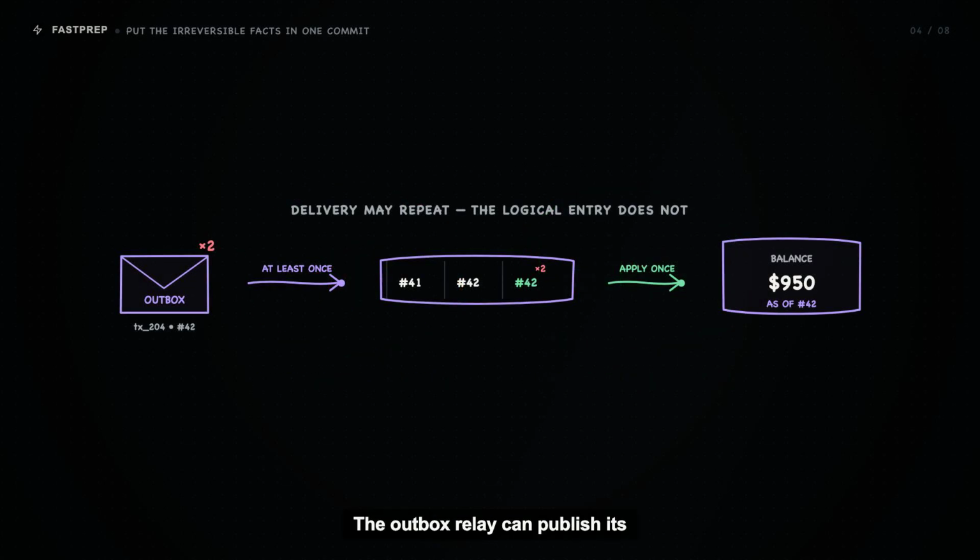The outbox relay can publish its event more than once. Projection workers therefore use transaction ID and account sequence to apply each logical entry once. Caches may accelerate reads, but they never become financial truth.